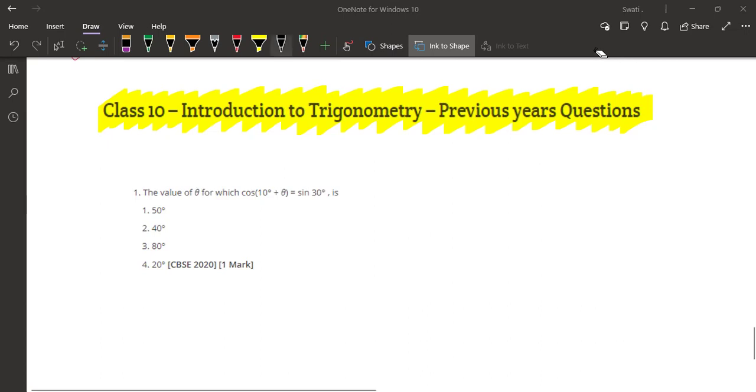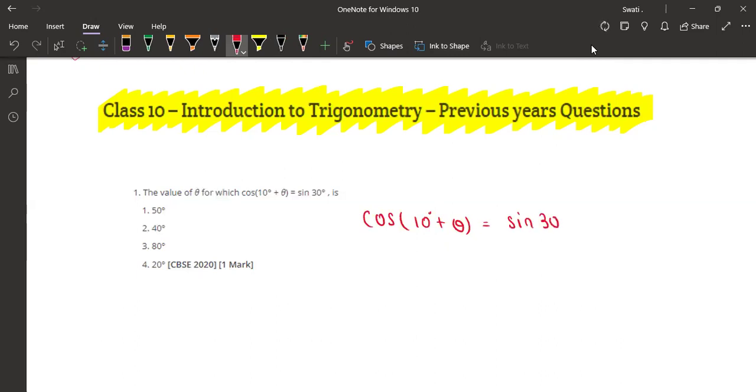The first question is: the value of theta for which cos(10 + theta) is equal to sin 30 is. You have options. Let's solve this. First of all, I'll start with whatever is given in the question, which is cos(10 degrees + theta) is equal to sin 30 degrees. In trigonometry, the formulas are very, very important.